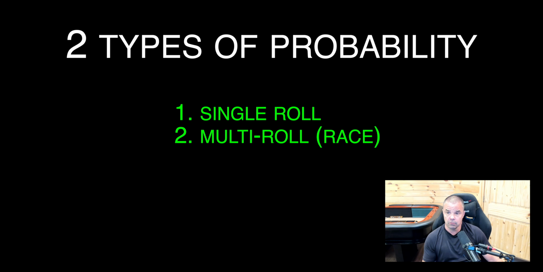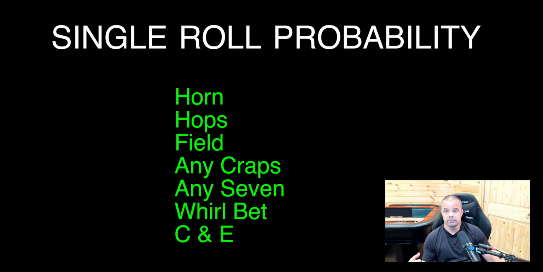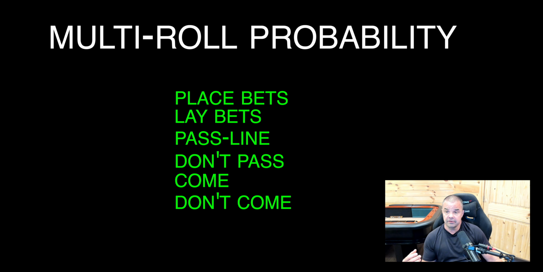There are two types of probability in craps. There's a single roll and the multi-roll, or what I call the race roll probability. Single roll: horn, hops, field, any craps, any 7, world bet, C&E. Those are your one roll bets. Your bet will be resolved at the end of the roll, win or lose. Then your race bets are if a certain number happens before another number, 5 before 7, 8 before 7. Those are your place bet numbers, stuff like that.